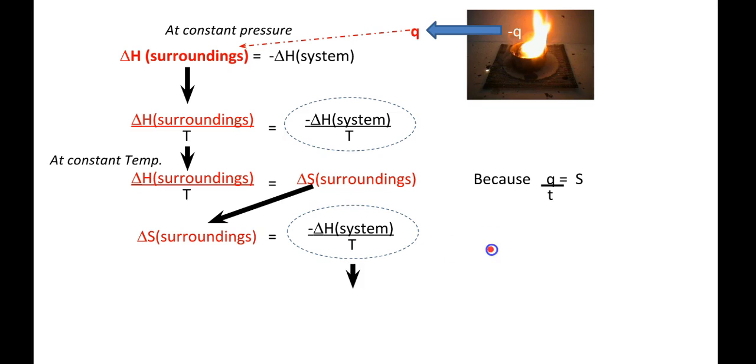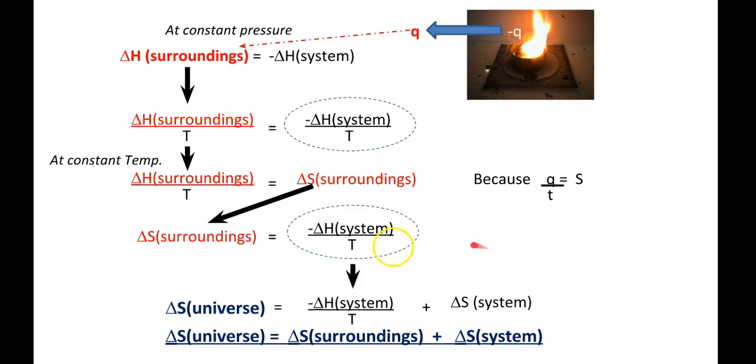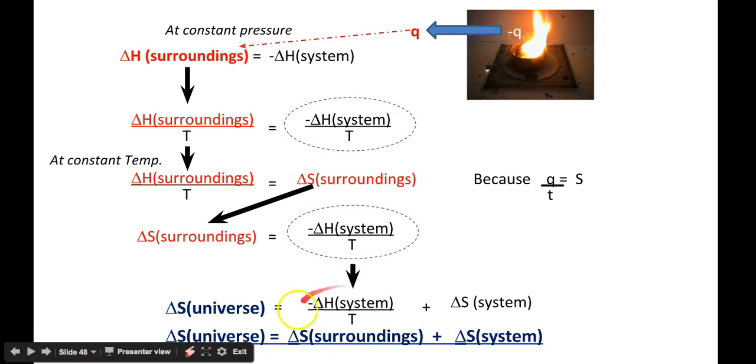All right, we're almost done. So what do I have here? This represents the delta S of the surroundings. I'll let you write that. I want you to write it. This expression, negative H of the system over T, is the delta S of the surroundings.